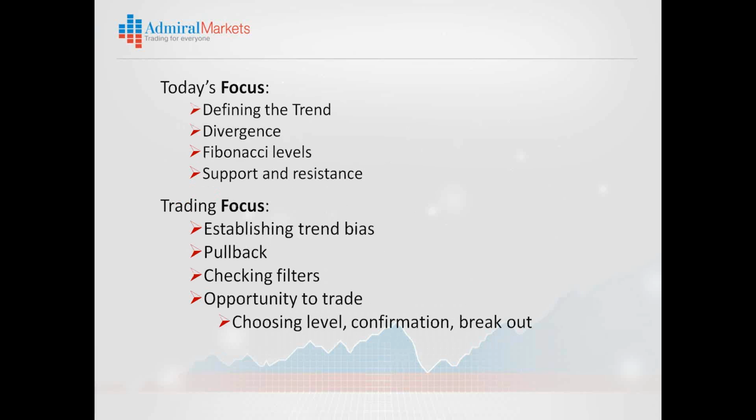The strategies, we're going to take a look at breakouts, pullbacks and continuations, and bounces, and pivot points as well, because we're doing intraday trading. So we'll be looking at the Camarilla indicator. We'll be defining the trend, looking for divergence, looking for Fibonacci levels, support and resistances, establishing a trend bias, looking for a pullback within that trend, and then waiting for the opportunity when the pullback correction breaks.